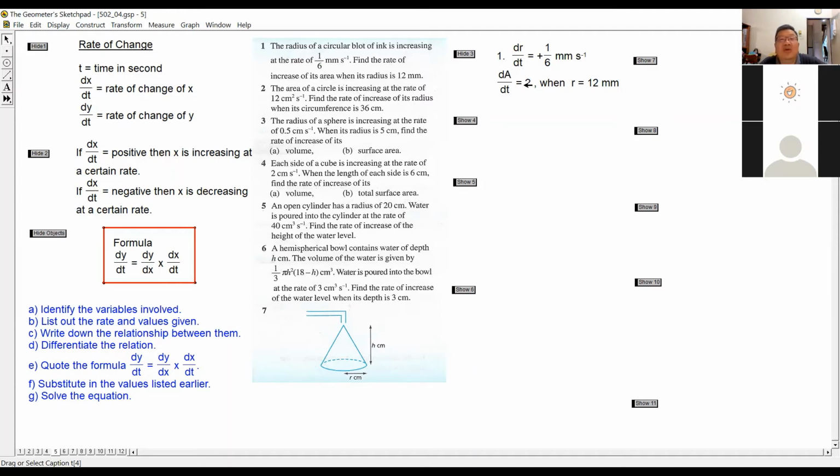But I don't know the value. This value is asked to find, so you put a question mark there: dA over dt equals question mark. Then another thing given is radius is 12 millimeter, so you write down r equals 12. Can you do these steps? Can or not? Yes, teacher. Okay. Now after listing out the rates and the values that are given to you, what is the next step?